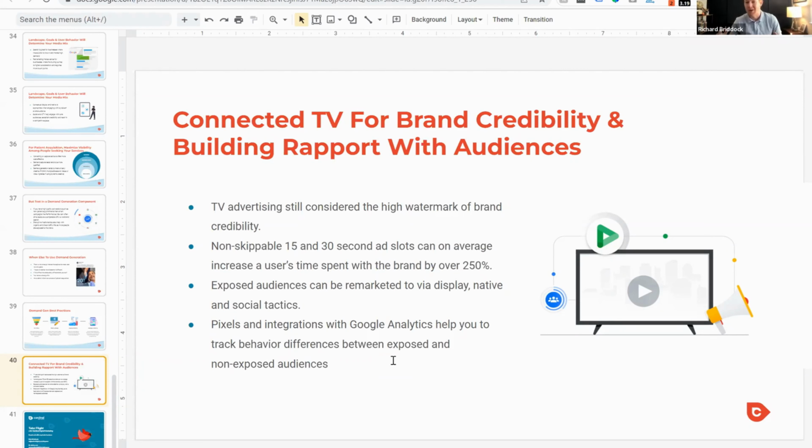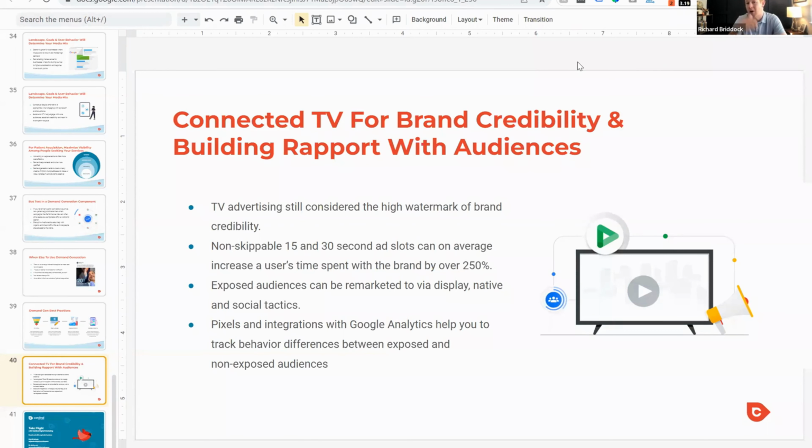The internet is still, for certain consumer groups, considered more of a Wild West, where everybody can be advertising. So it's not as credible, but if you're on television, there's a certain cachet that comes with that. Connected TV is great if you want to establish yourself as a credible player in the market and spend time with your consumer. You can increase the time spent with the brand by over 250% because these units are non-skippable. So if you've got a target market you really want to spend time with, this is a great place to start building your brand awareness with them.